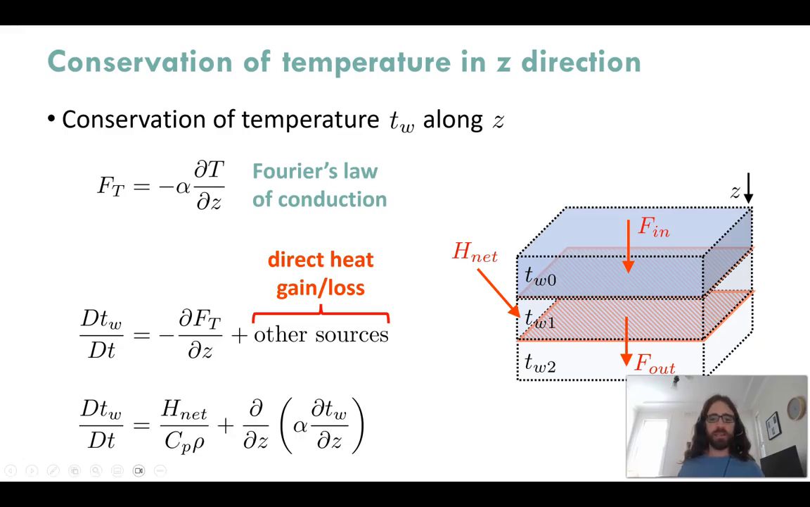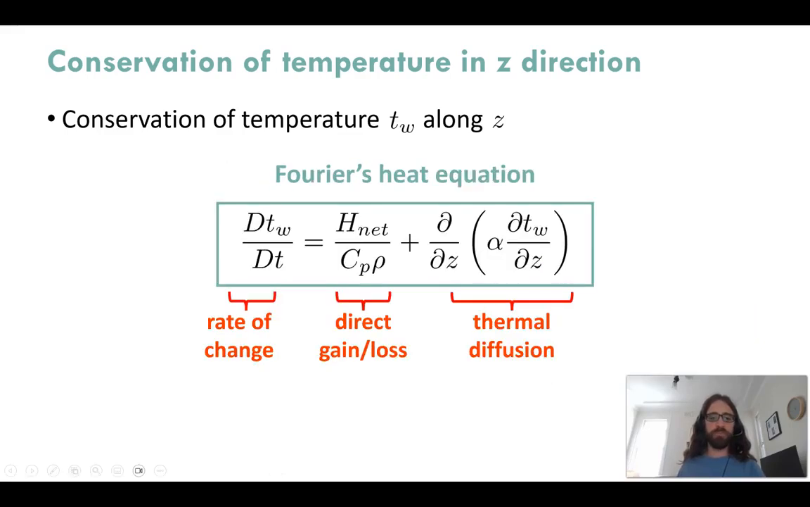And you can represent this in the governing equation using a ratio of that net heat exchange with a couple of constant parameters, the fluid density and the specific heat of that material, which defines the capacity of that material to convert heat into temperature change. And then, as before, you have a similar representation for your molecular diffusion term. So the resulting equation that you get for the temperature is known as Fourier's heat equation. It has the rate of change, the direct gain or loss of heat, and a representation of the molecular thermal diffusion.